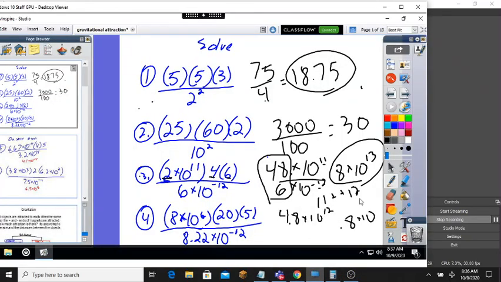Okay, and there was just a little tiny mistake. This should be 23, not 13. Let me erase this here.